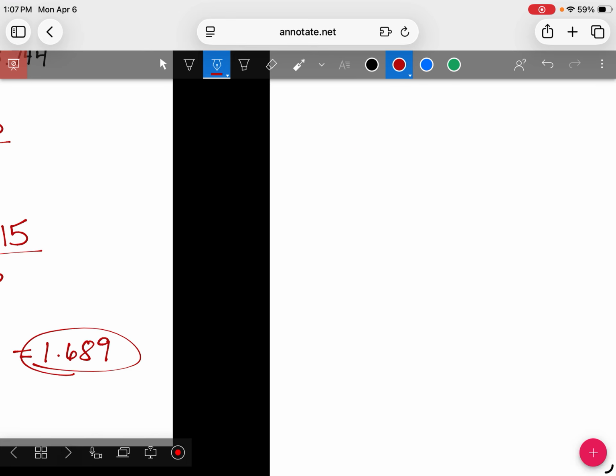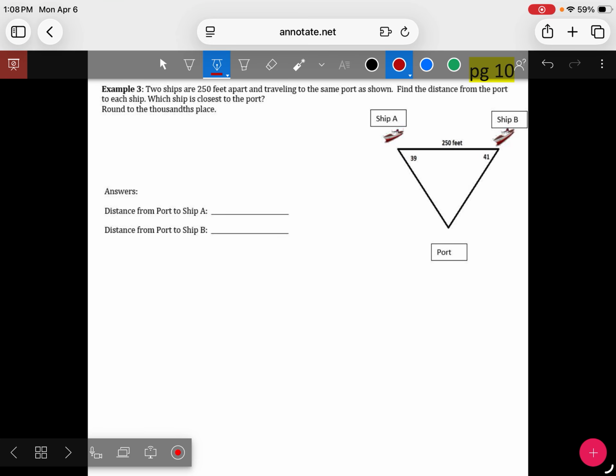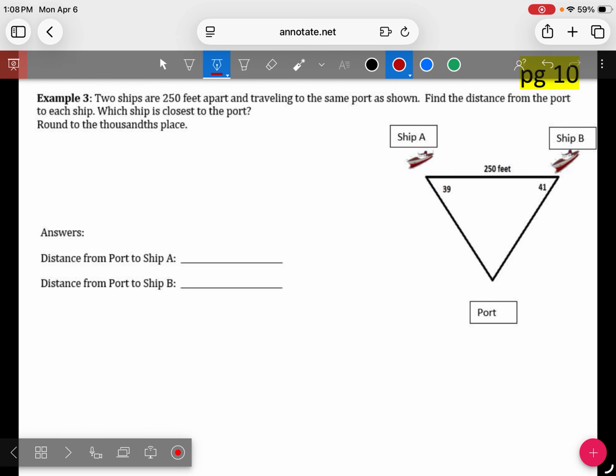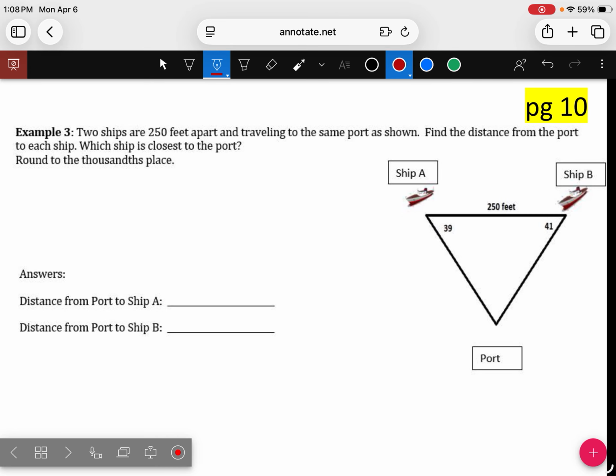All right, so now we got 3 word problems and then we'll be finished. Number 3, you got 2 ships. We got ship A and ship B. They're 250 feet apart, but they're both traveling to the same port. Find the distance from the port to each ship.